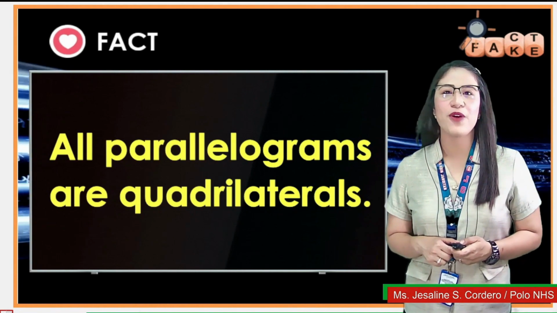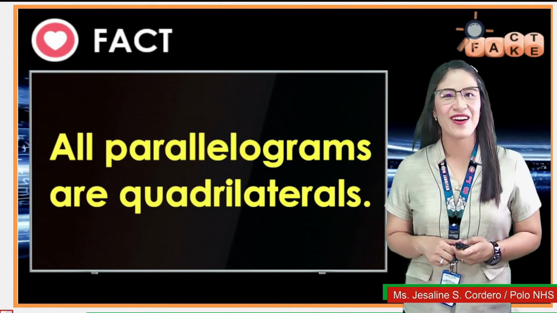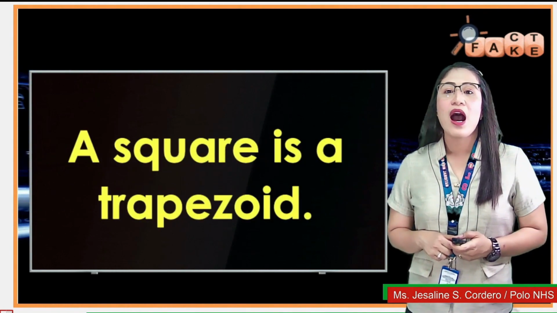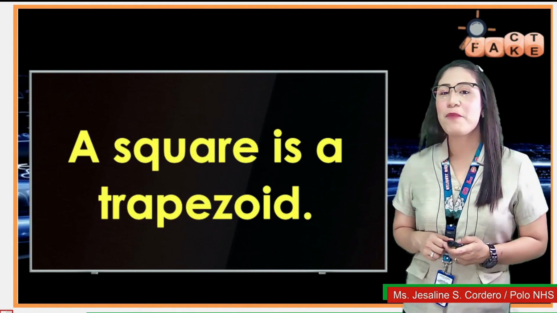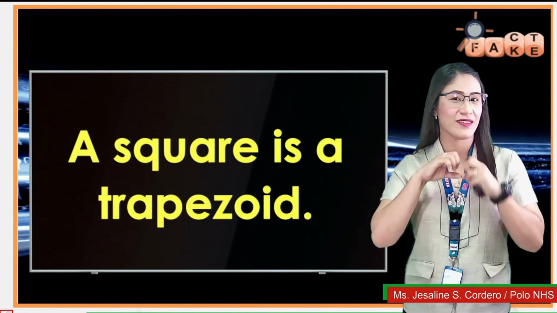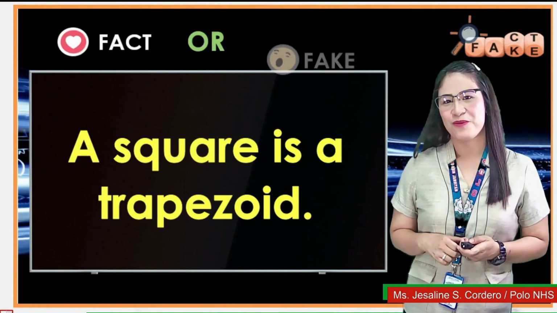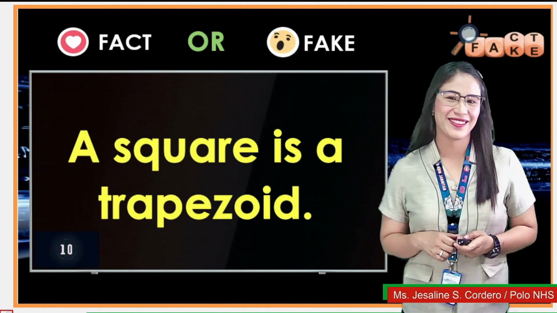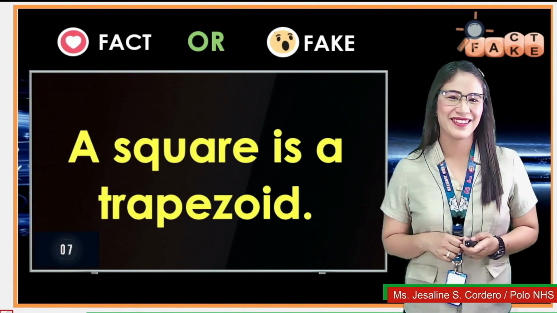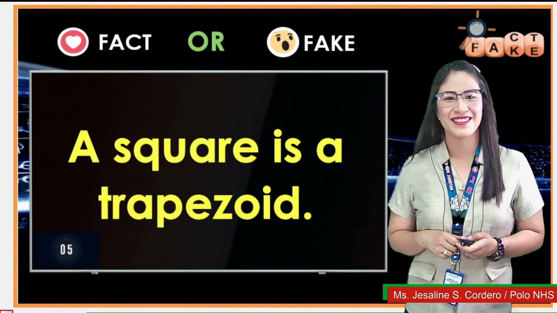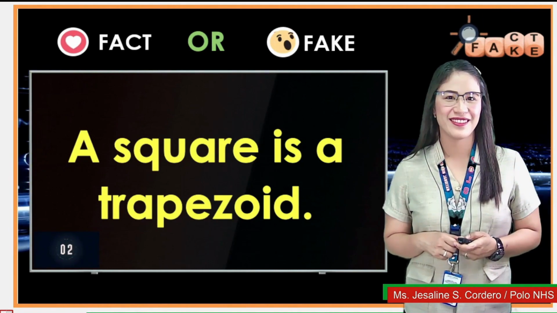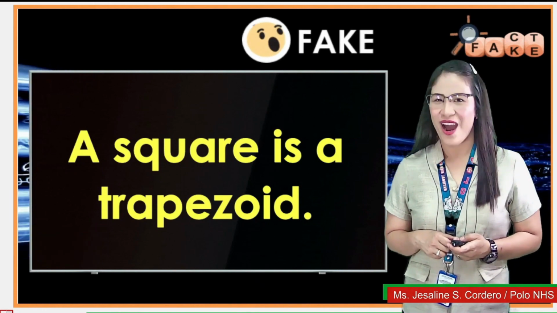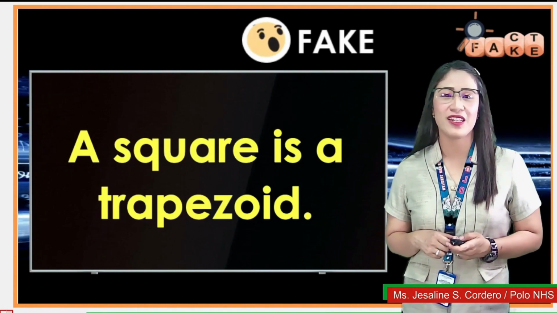Time's up. If you answered heart, you are correct. Number 2. A square is a trapezoid. Is it heart or wow? 10 seconds, go. If you hit wow, you are great because it is fake.